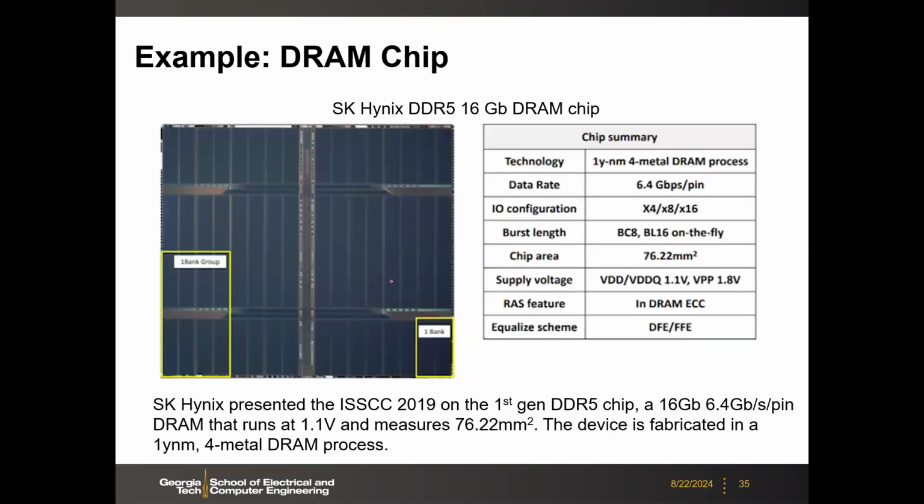Okay, so then let's look at the DRAM. This is the first generation of the DDR5, the 5th generation of the DDR chip. This was announced by SK Hynix in 2019. And it is built on this 1Y node, the second generation of the tens of nanometer DRAM process. And then here it has a data rate of 6.4 gigabits per second per pin. We'll talk about that more when we talk about the DRAM.